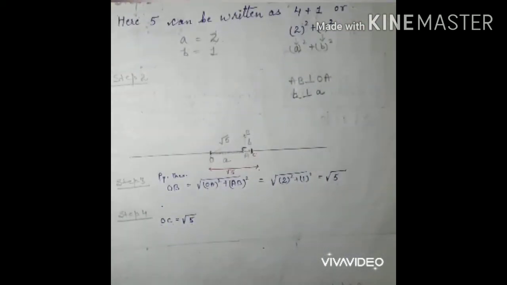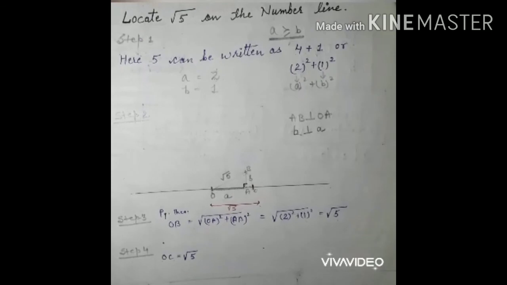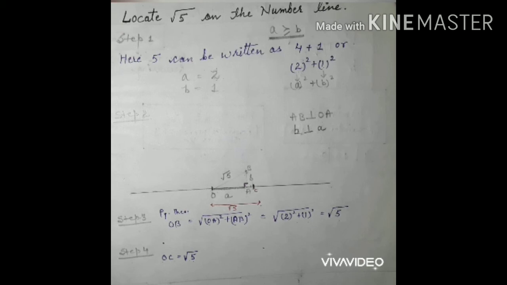We are doing this question in steps. This will make our question easy. So the first step is here. The number you have been given, that is the irrational number, is root 5. The first step is you have to write the number as the sum of the squares of two natural numbers.